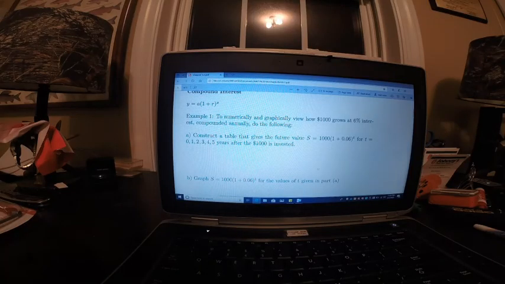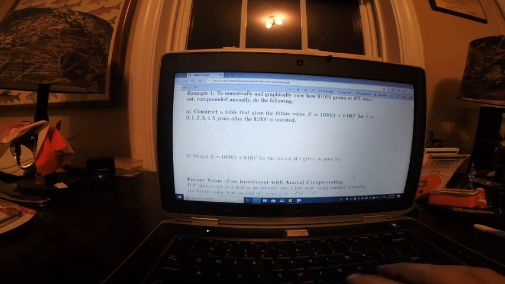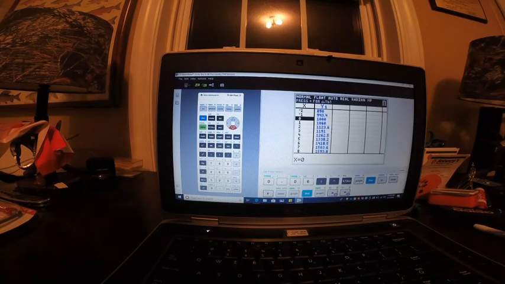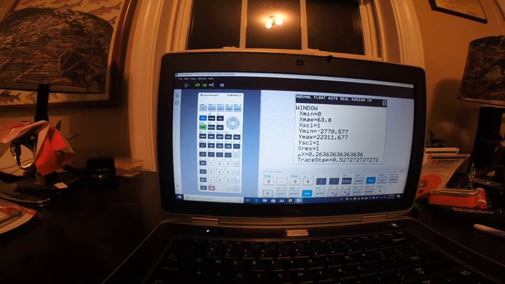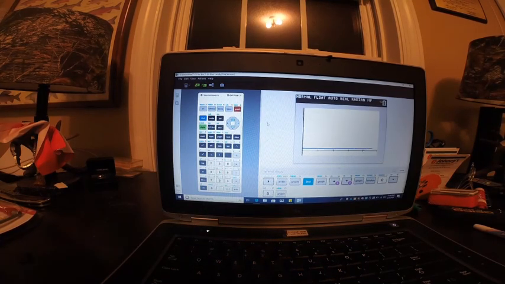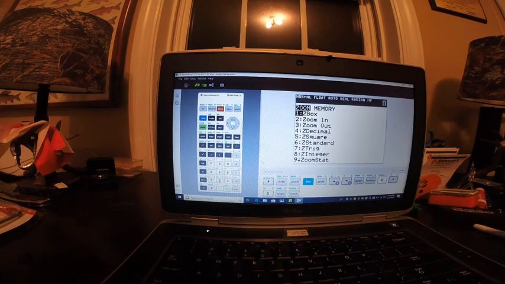Now B says graph S equals 1000 times (1 plus 0.06) to the t for the values of t given in part A. So if we want to graph it just for the values in part A, we just need to change our window. Our x min is 0, our x max is 5. If I graph that, notice it does a pretty terrible job. All it looks like is a straight line. If you want to make that look a little better, what you can do is zoom fit.